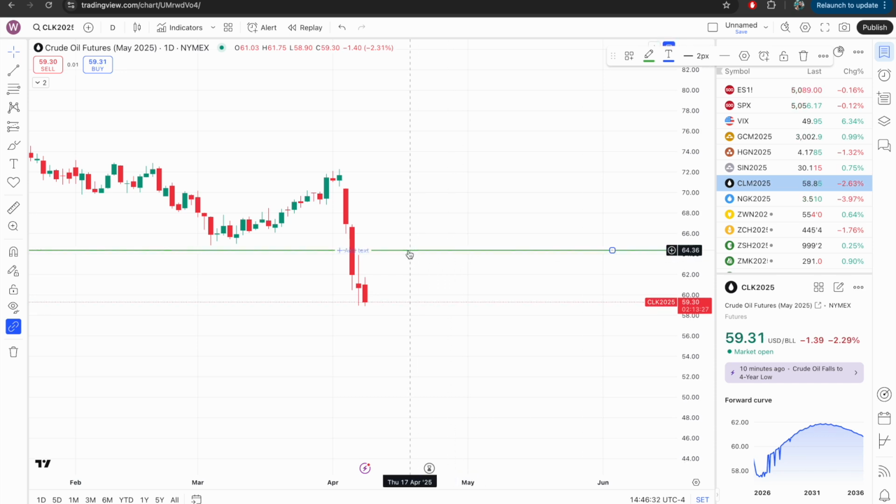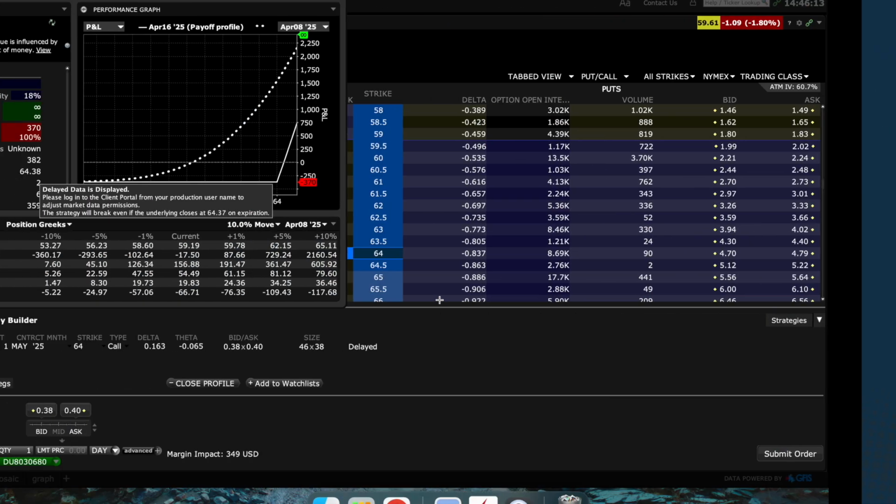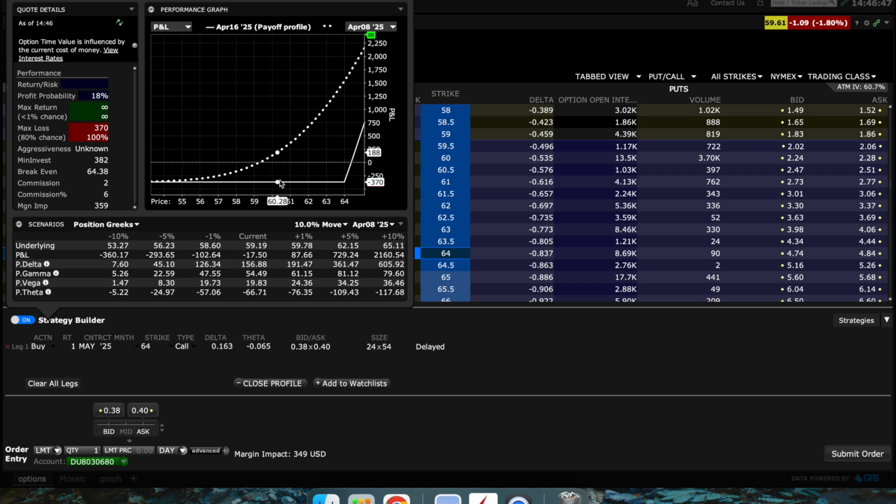So you need the price at least to get to that level at the end of the 8 days, for the expiration, just to break even. And if it goes anything above it, then you'll start profiting. Now, how much will you be profiting? It just depends. There's a nice graph here, but basically, if it goes, let's say, to 64.91, you'll be up about $538 on this position.